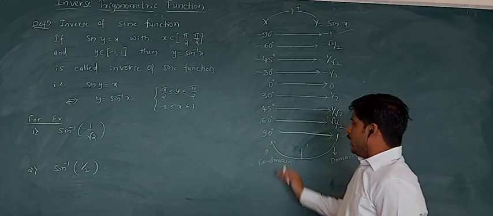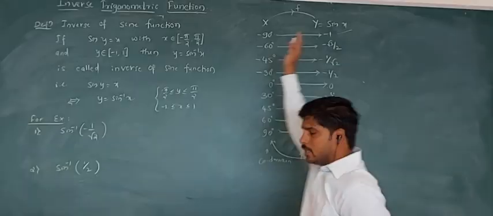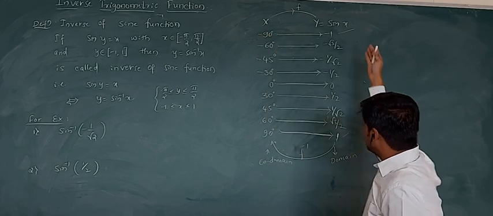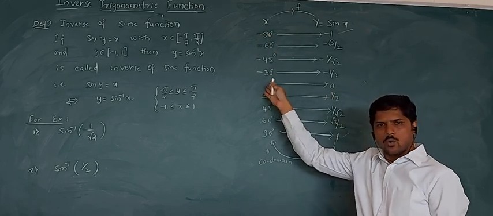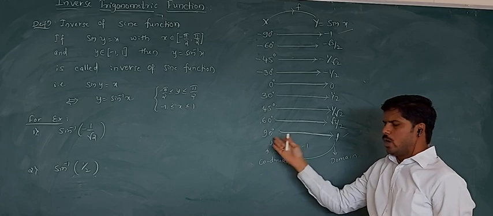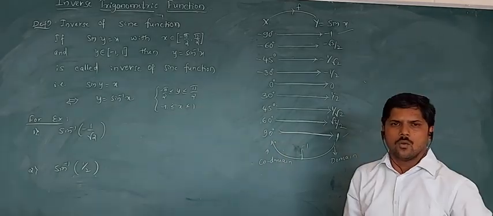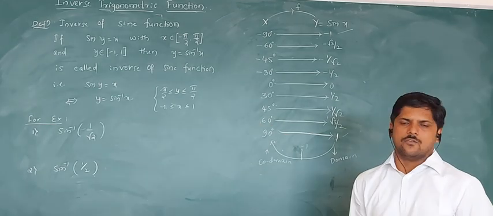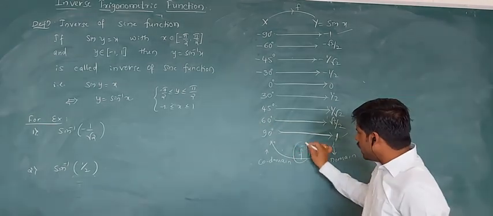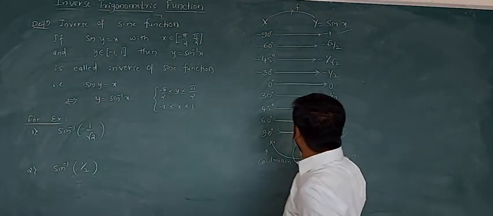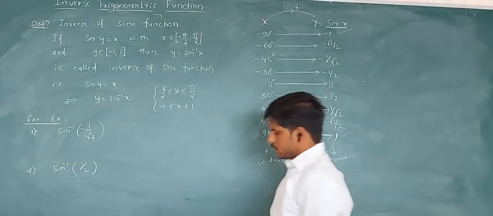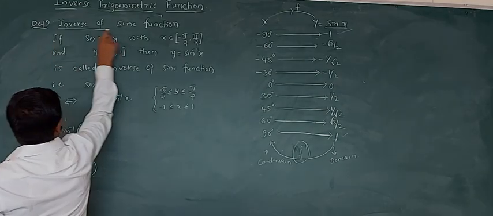Now we will define sine inverse. See here, in this also minus 1 has only one relation, 0 also has only one relation, and in the same way 1 also has only one relation, that is with 90 degree. Now we can define sine inverse. It means the inverse function exists. So here y equal to sine x is our function, and now we define the inverse of the sine function.